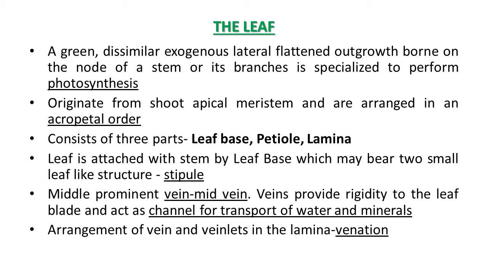A typical leaf possesses three parts: leaf base, that is the basal region, petiole, a stalk-like structure, and lamina. It means the palm-shaped green colored part, the leaflet, that is lamina. So this way a typical leaf is divided into three parts or regions: leaf base, petiole and lamina.